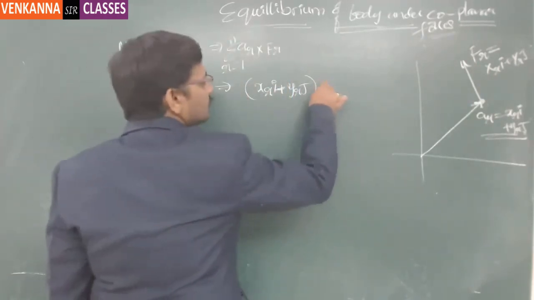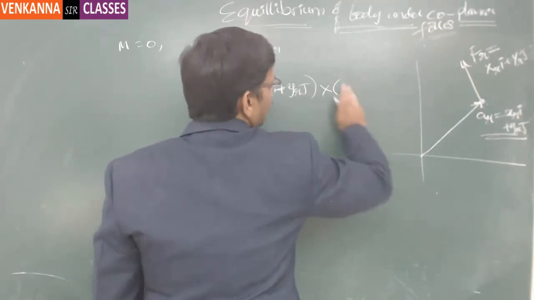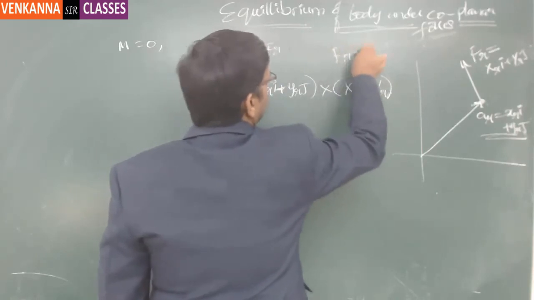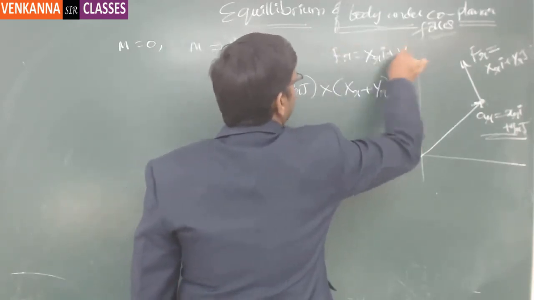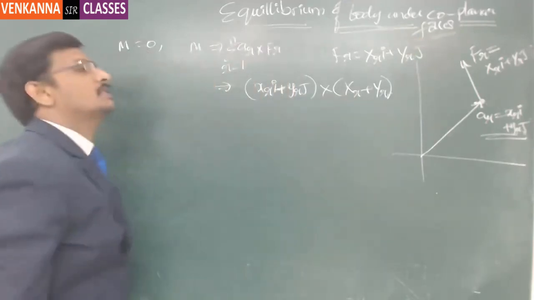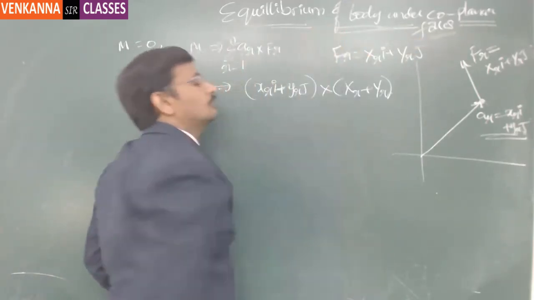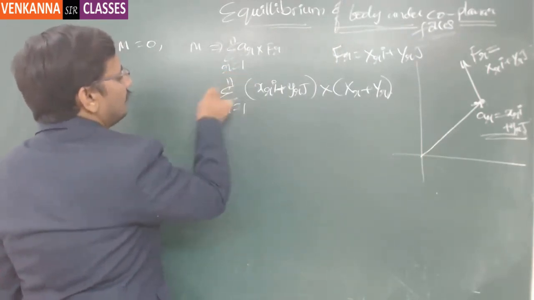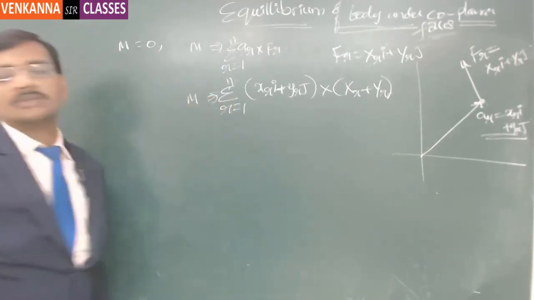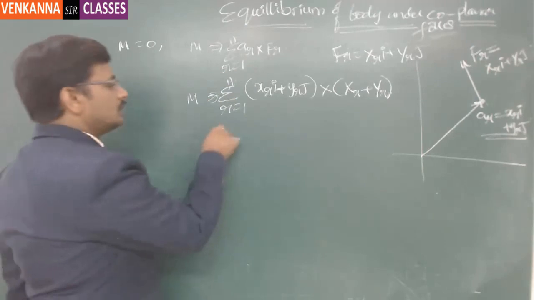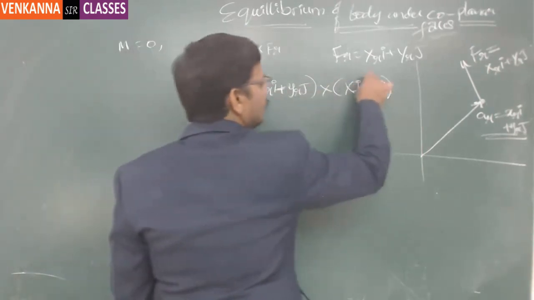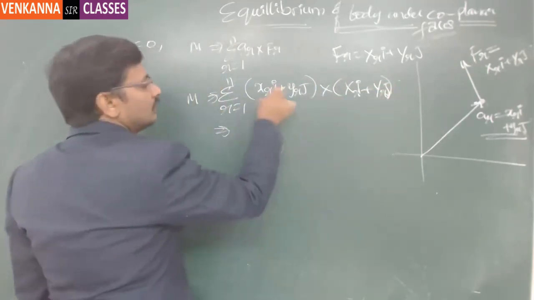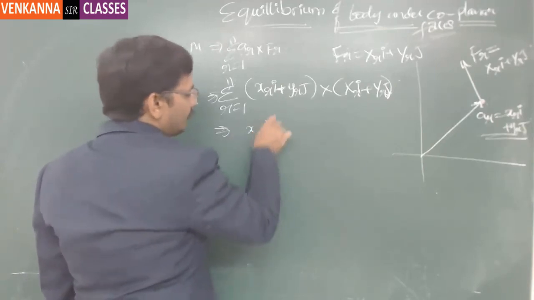Now the cross product of x_r i plus y_r j with F_r equal to capital X_r into i plus capital Y_r into j. So this is F_r. If you do the sum of these two for r equal to 1 to N, this is what M is. So this M has to be equal to 0. Now if you do the cross product, this is i and j. So i cross i will be 0 and i cross j will be k. So that is x_r into capital Y_r.